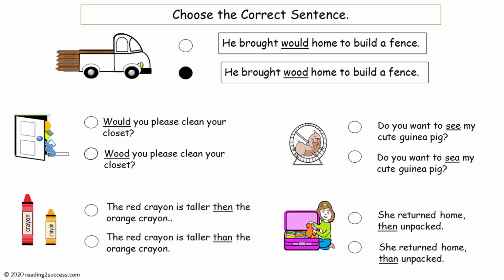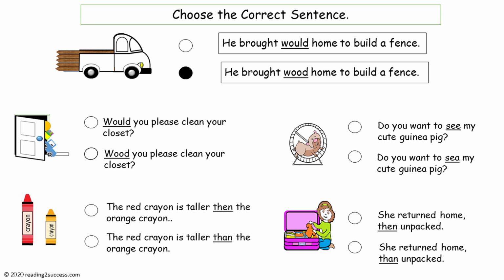Have kids choose the correct sentence. In our example, we have, he brought would home to build a fence, and he brought wood home to build a fence. Kids have to decide between would, W-O-U-L-D, and wood, W-O-O-D, and the correct one would be wood, the noun, the second one.